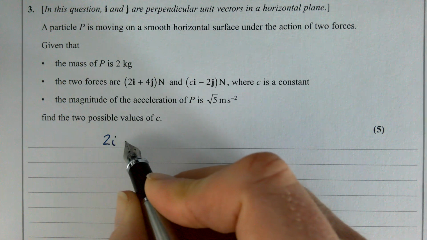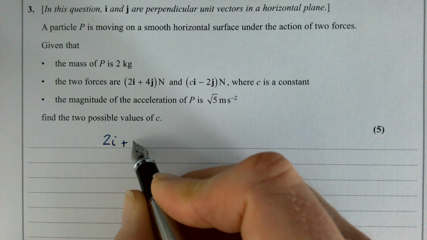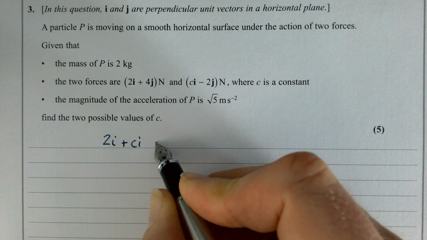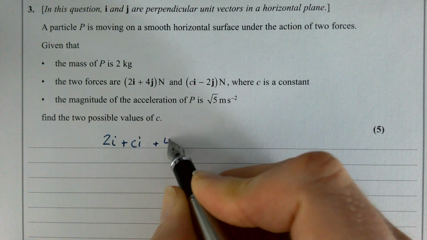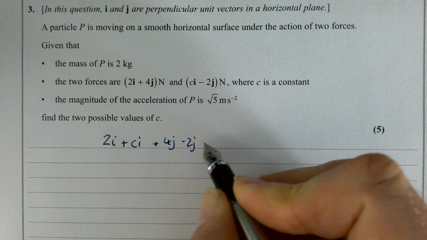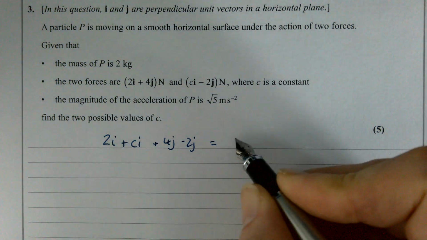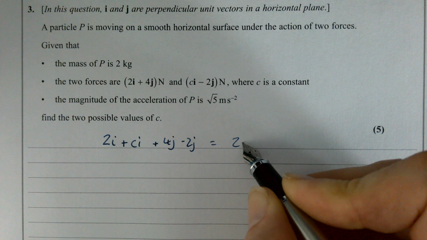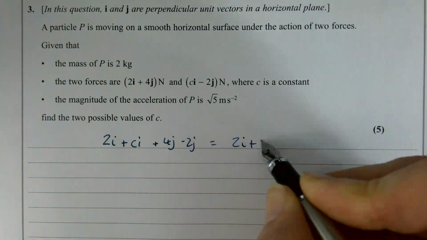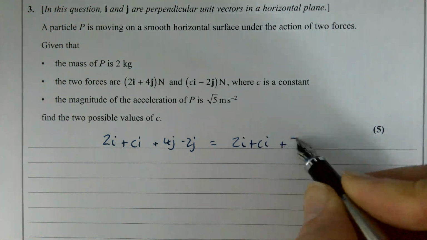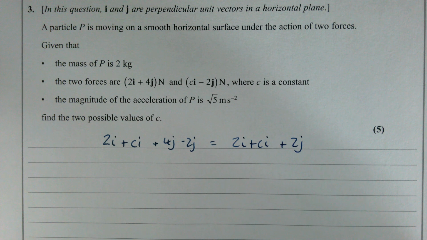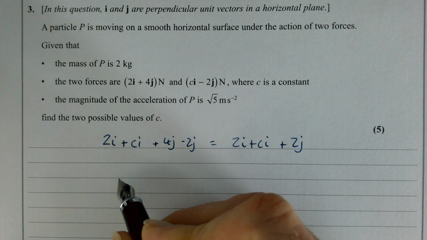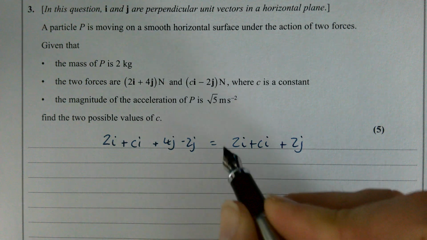2i plus ci, aren't I? And I'm going to have 4j minus 2j. So that's going to give me 2i plus ci, but it's just going to give me 2j. So if I think about that in terms of, and the magnitude of the acceleration is √5.